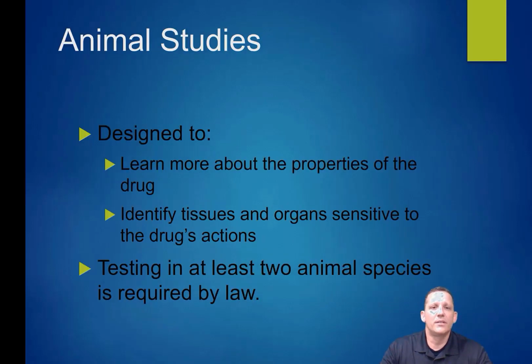So those animal studies are designed to learn more about the properties of the drug, and then it's going to identify tissues and organs sensitive to the drug's interactions. You have to use at least 2 separate animal species by law, because again, animal studies rarely translate over to humans in a very effective and efficient manner, but it is somewhat of a predictor. I mean, obviously, if you give a drug to a particular animal, and every time you give that drug to that animal, it kills it, there's a high likelihood that it may kill a human being. And so more often than not, they're using the animal study to make sure that there is at least a modicum of safety to it.